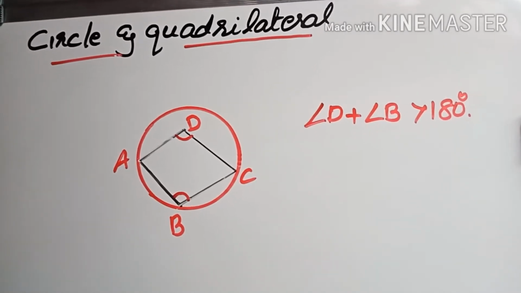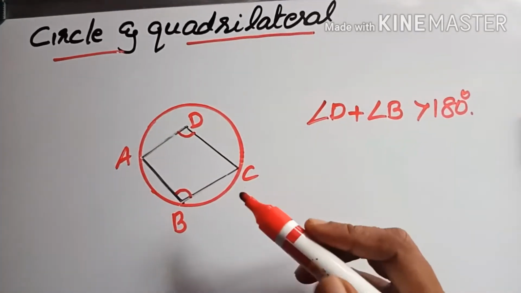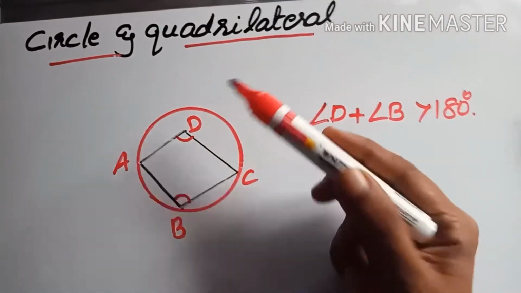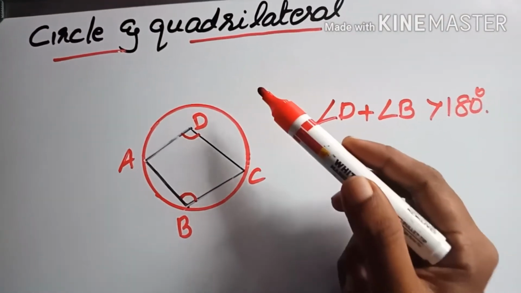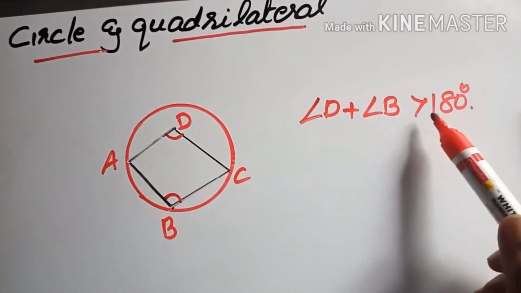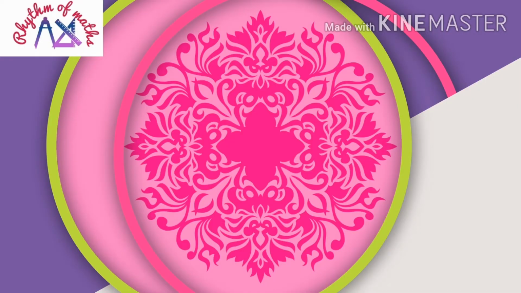First one, supplementary concept, that is for the cyclic quadrilateral. All vertices are on the circle, then supplementary. Now if one of the vertices is outside the circle, then it is less than 180 degrees, and if one vertex is inside the circle, then it is greater than 180 degrees. Okay, now let's move on to problems.